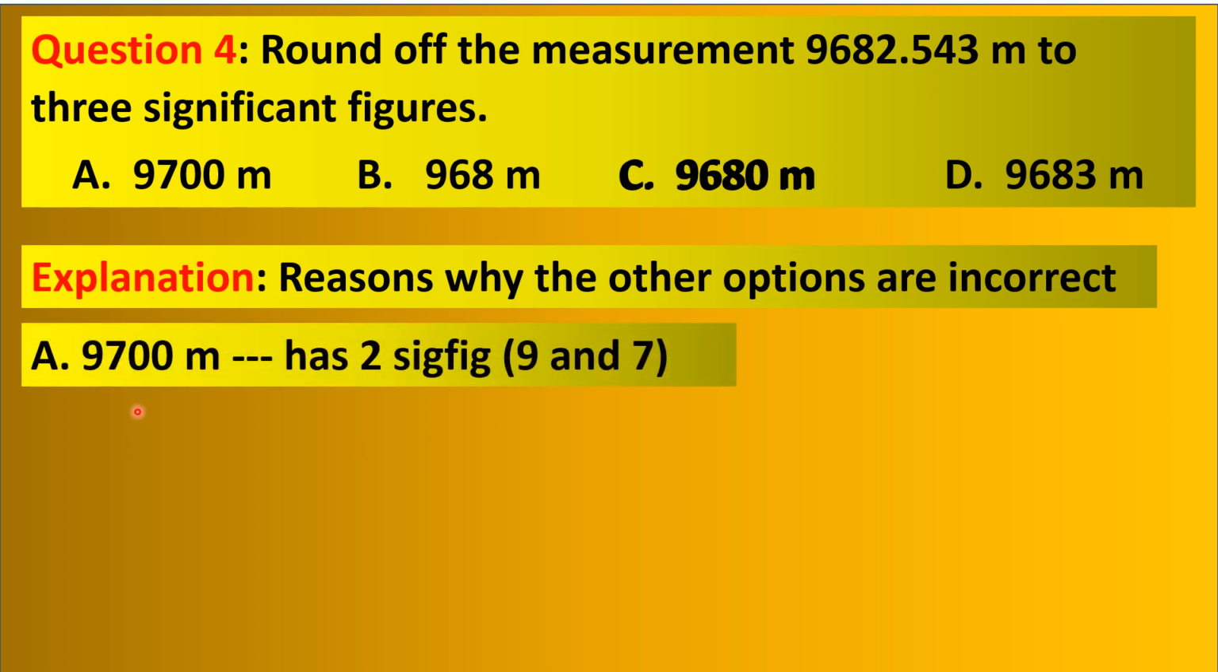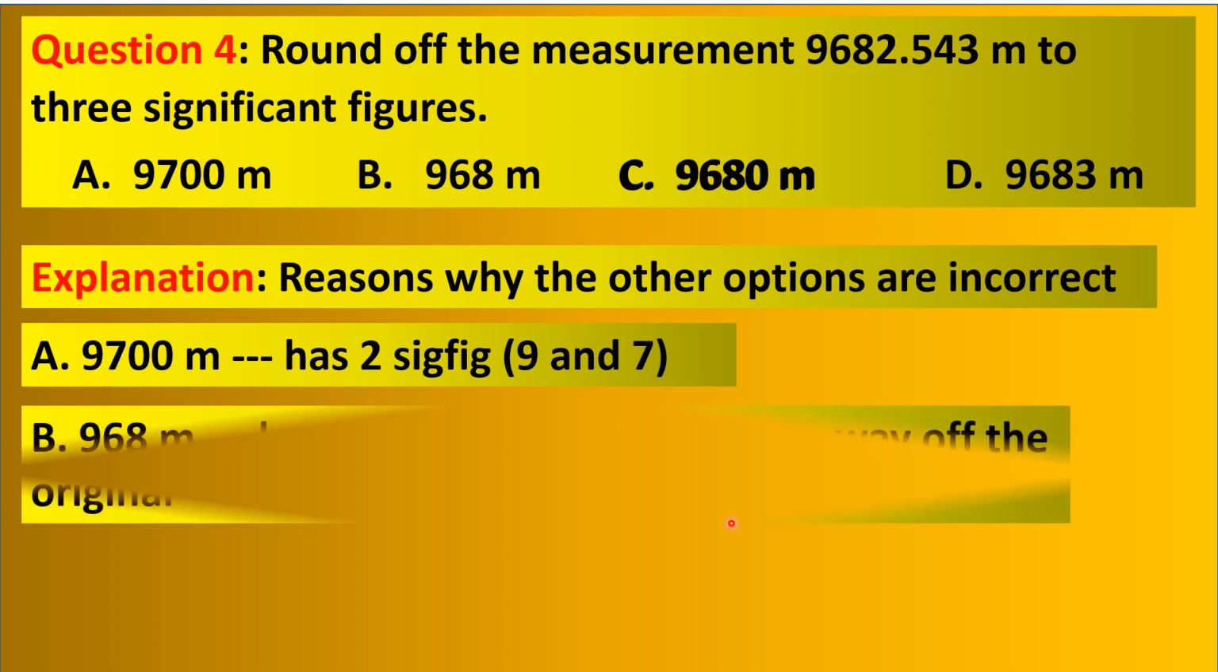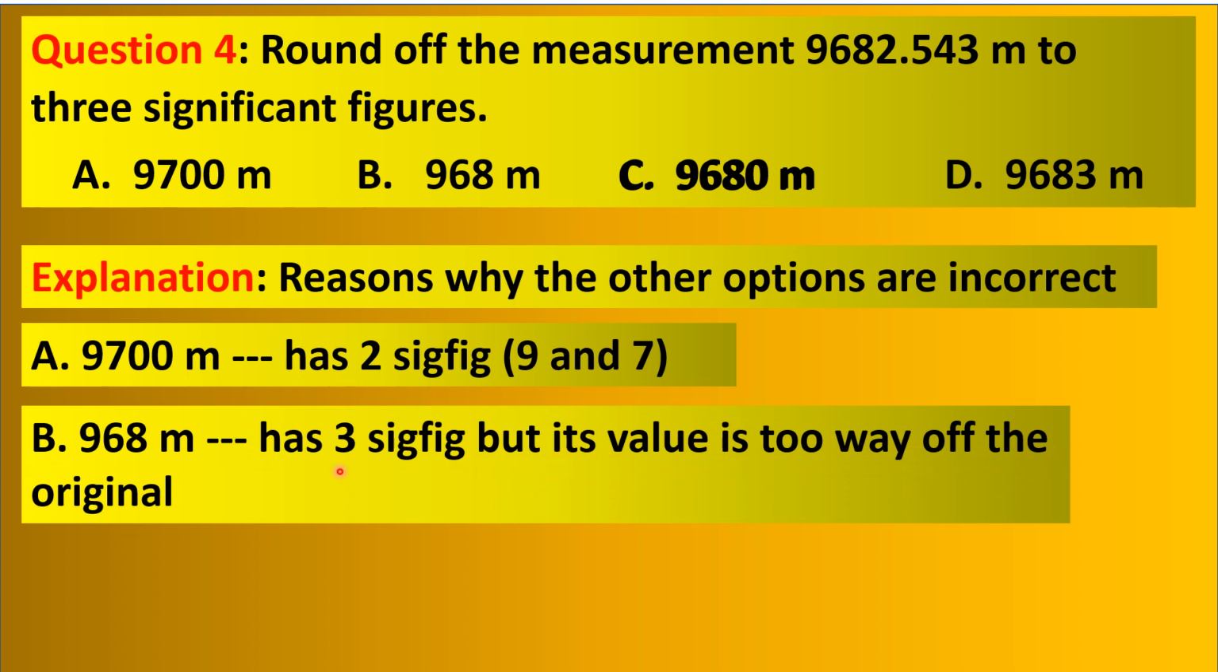In letter A, 9,700 meters has two significant digits. Both 9 and 7 are considered significant and the two zeros are not significant. For option B, 968 meters has three significant figures, but its value is way off the original, which is 9,682.543 meters. When we say round off, it simply means that the acceptable answer must be a measurement that's not too far from the original measurement. But 968 meters is just too far from the original measurement.